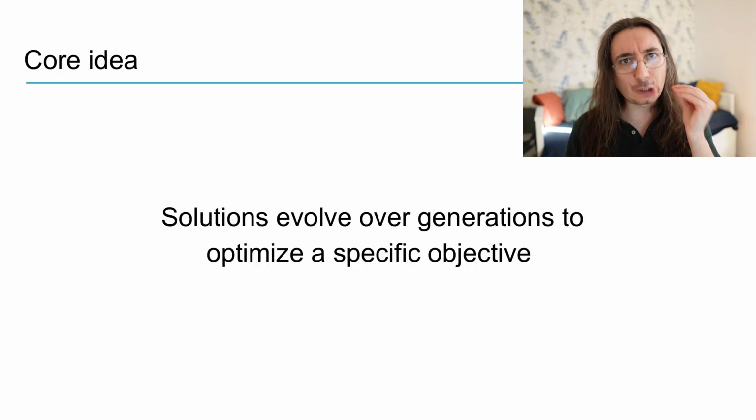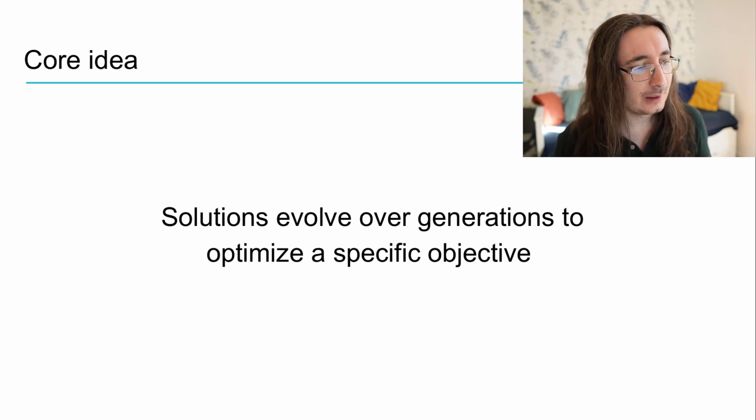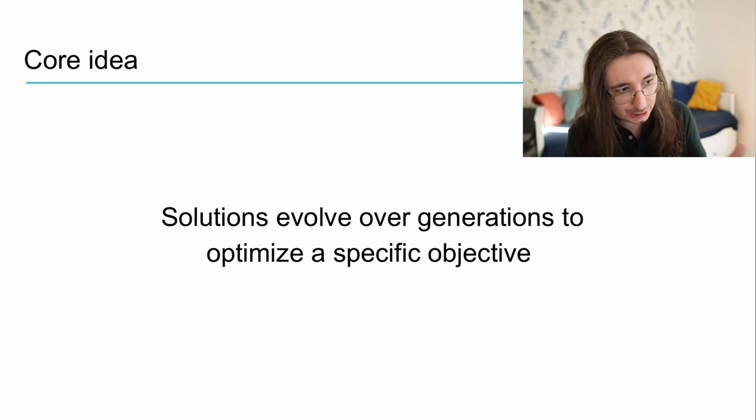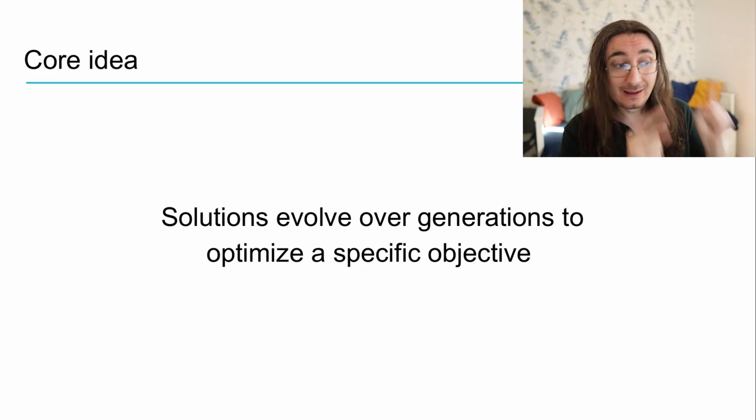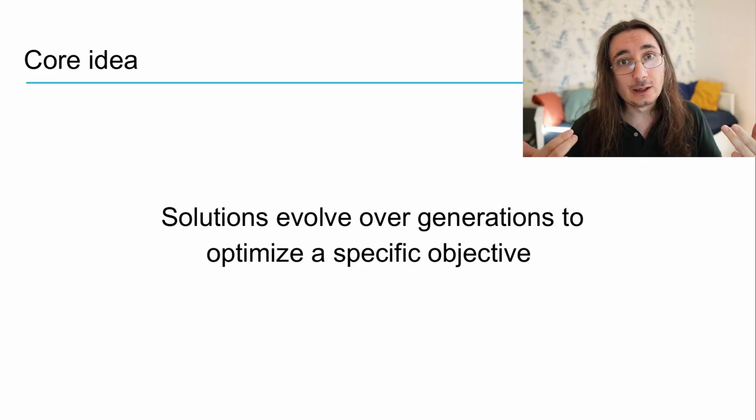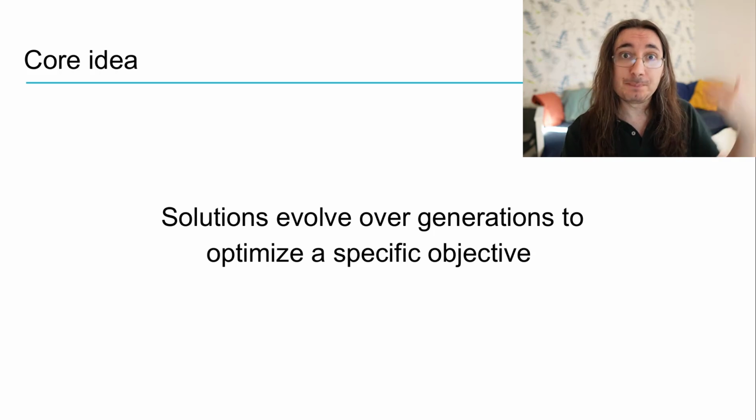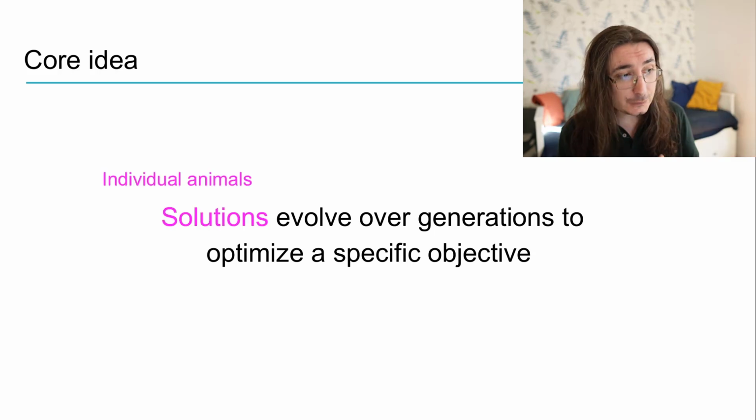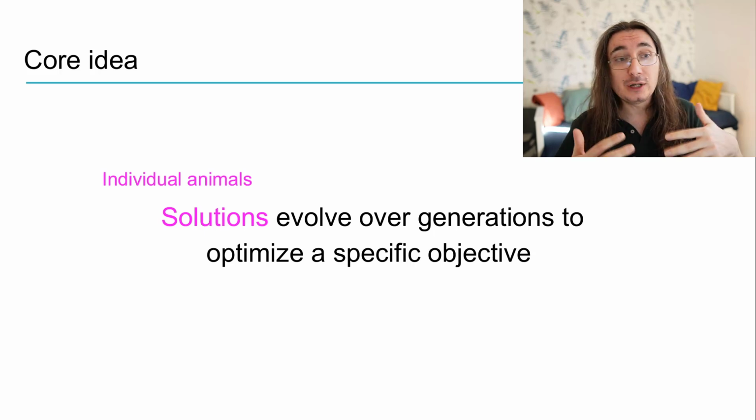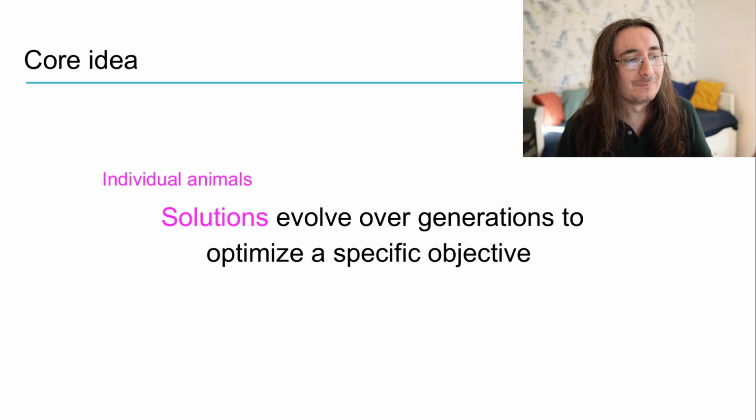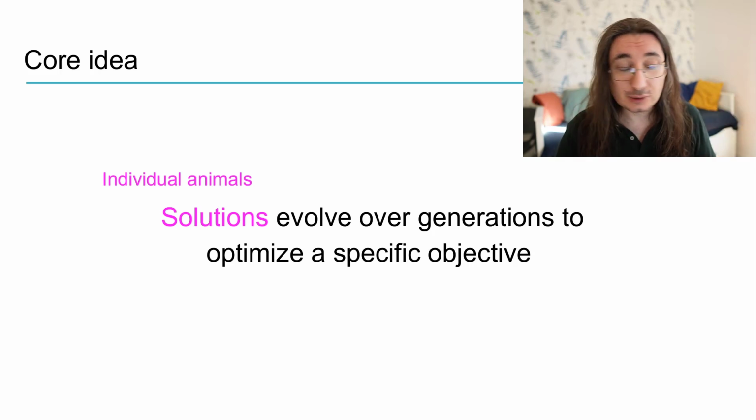Now, let's take a look at the core idea of genetic algorithms. And it goes like this: solutions evolve over generations to optimize a specific objective. Now, let me try to map this computational idea into natural selection, into a biological idea. So, solutions are the equivalent of the individual animals. We have a population of animals, or plants, of course, in the case of biology. In the case of computer science, we have a population of possible solutions.